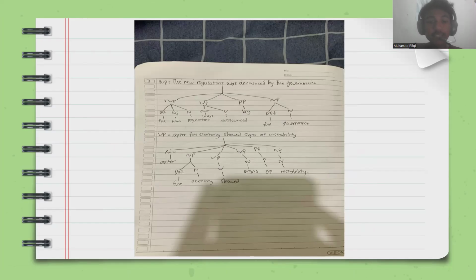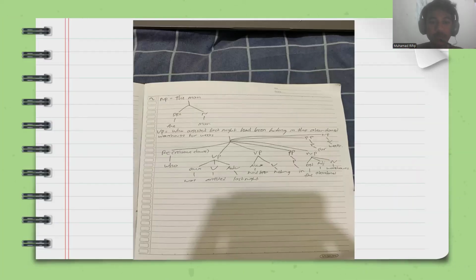Then the verb phrase, after the economy showed signs of instability. The adverb is after, the noun phrase determiner is the, and the noun is economy. The verb phrase is the verb showed. And the noun phrase, the noun is signs. Prepositional phrase, the preposition is of. Noun phrase, the noun is instability. That is for question number 3.